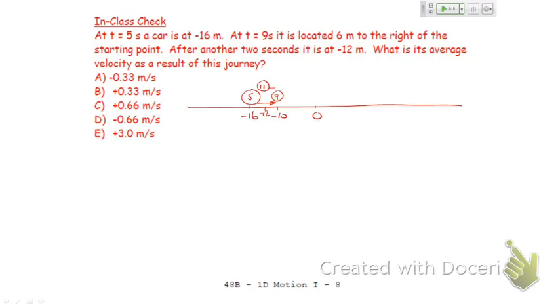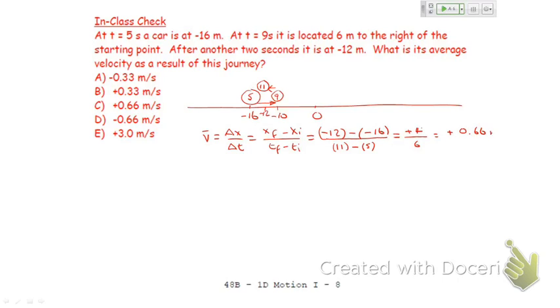So what is the average velocity? Velocity is equal to my displacement divided by my time, which equals my final position minus my initial position over my final time minus my initial time. And I'm looking at my diagram, and my final position is minus 12, and my initial position is minus 16, and my final time is 11, and my initial time equaled 5. So minus 12 minus minus 16 is minus 12 plus 16, which is plus 4, over 11 minus 5 is 6, so that's going to be plus 0.66 meters per second.